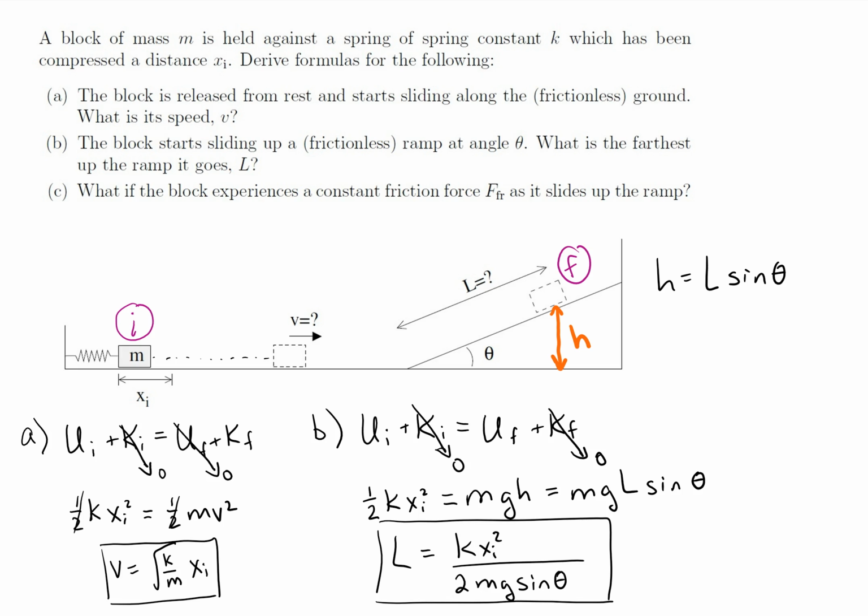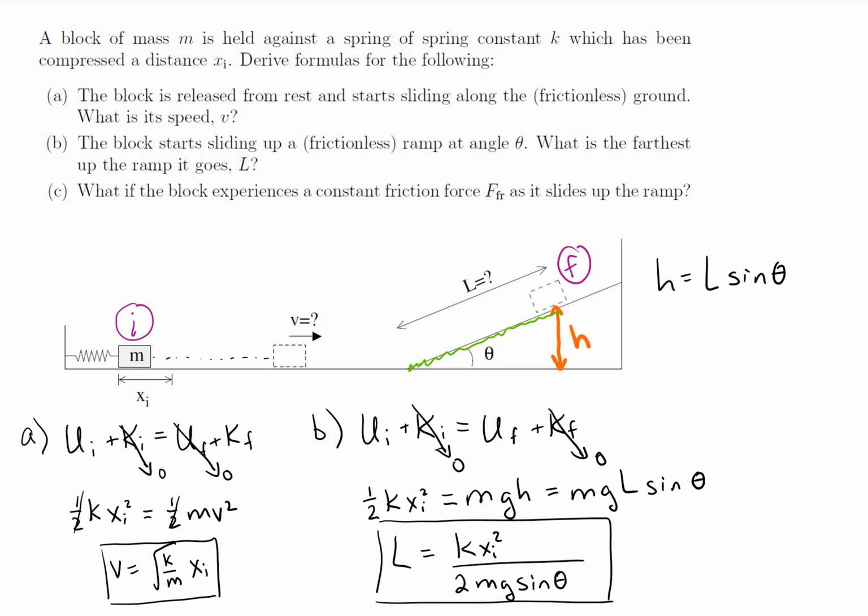Okay, so part C is a little bit more complicated. So part C says it's sort of the same situation as part B. I want to know how far up the ramp the block will go. But what if now the situation is not frictionless? What if actually this ramp is a little bit rough, and so the whole way up the ramp the block is experiencing a friction force?